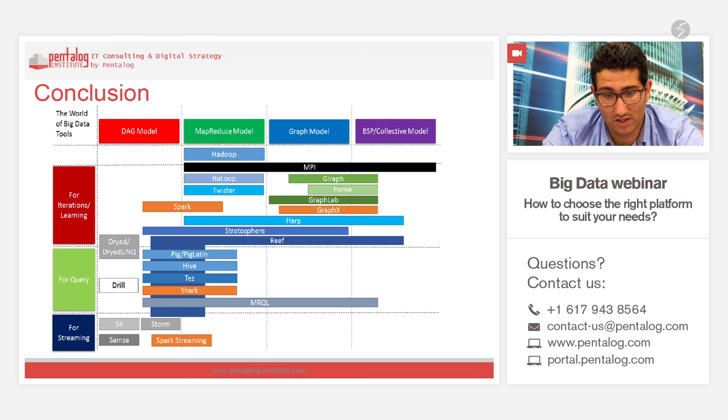So in this table, I classified different big data technologies depending on the programming model. We find four types of model: the directed acyclic graph model, the MapReduce model, the graph model, and the bulk synchronous parallel collective model. And the lines are classed in three types of use: for curation, for query, and for streaming. I don't have time today to talk about all the technologies, but the conclusion is that the most popular technologies are more complementary than competitors.